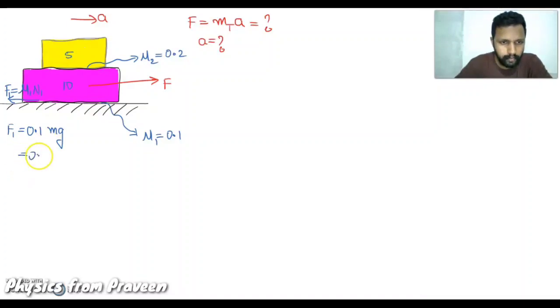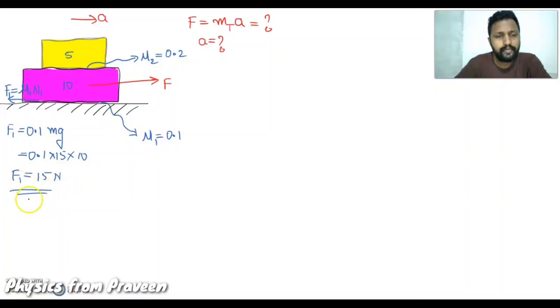Therefore, I will have to write 0.1 into the total mass. It is 10 plus 5, that is 15, into g, we can take it as 10. Therefore, the frictional force acting over this substance is 0.1 into 15 into 10, that is 15 Newton. Okay, this is the frictional force acting over this substance.